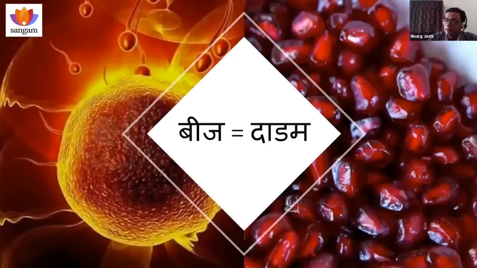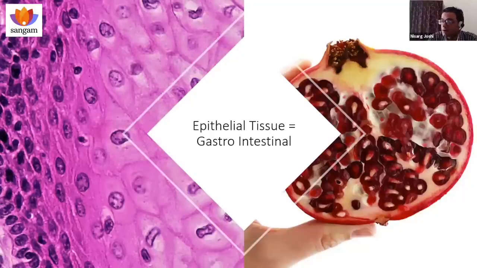Anar ke jo dane hain, right? They are bij, they are seeds. They are too many together. And they are being used as a medicine. Even modern science supports it, there are research papers showing that they are related to infertility treatment. They help us in infertility treatment. In the same way, the same structure of anar helps us with gastrointestinal problems as well. It works really well for all those stomach related issues that we see around.